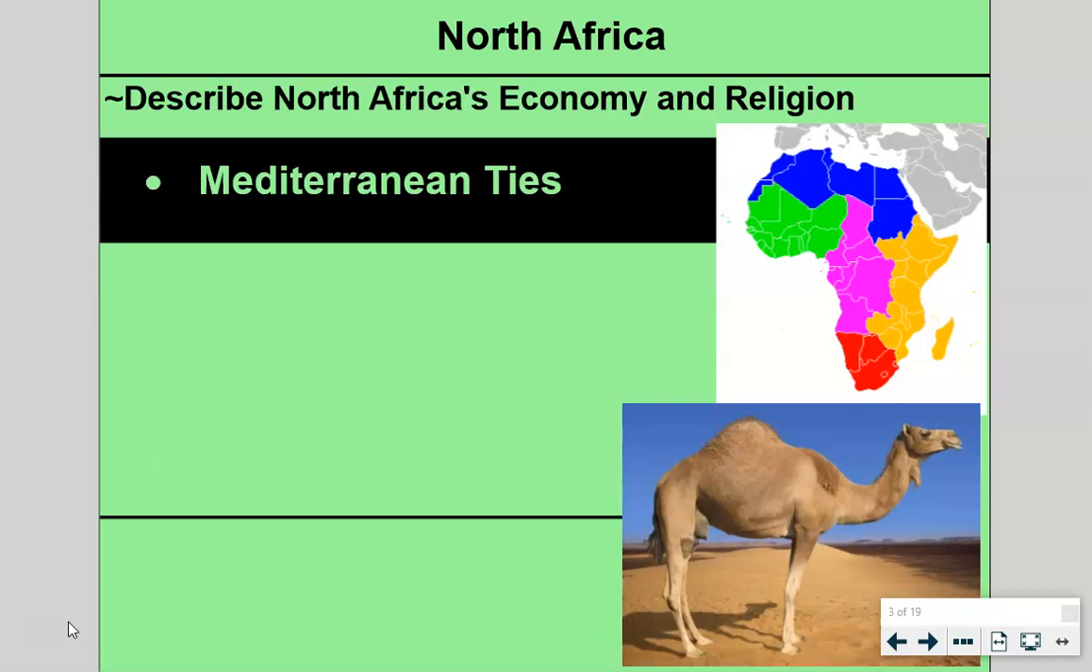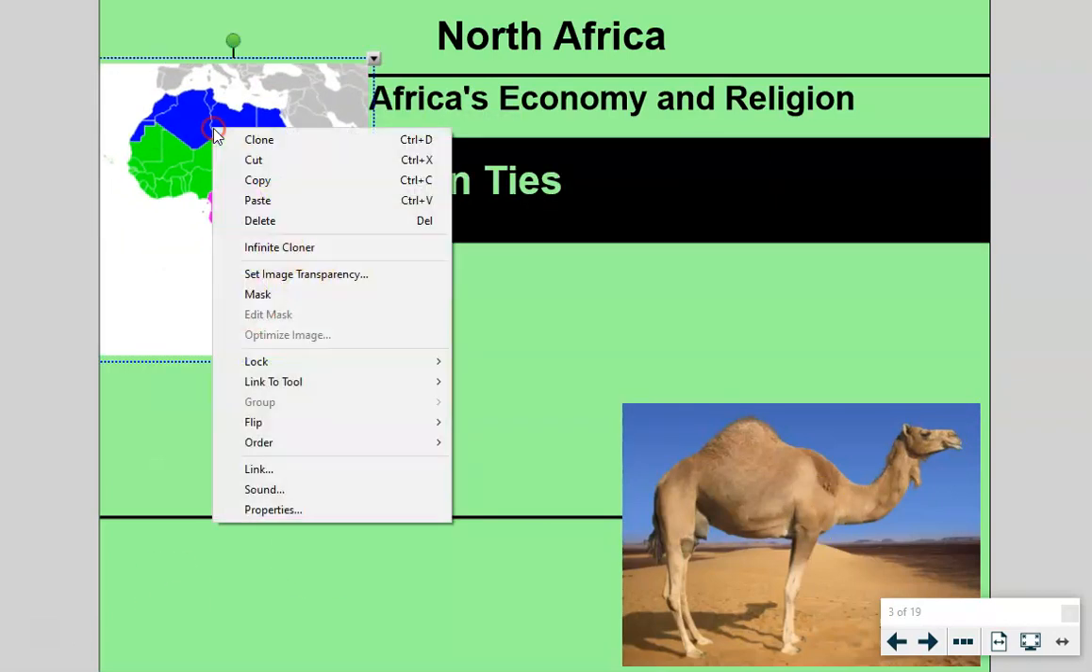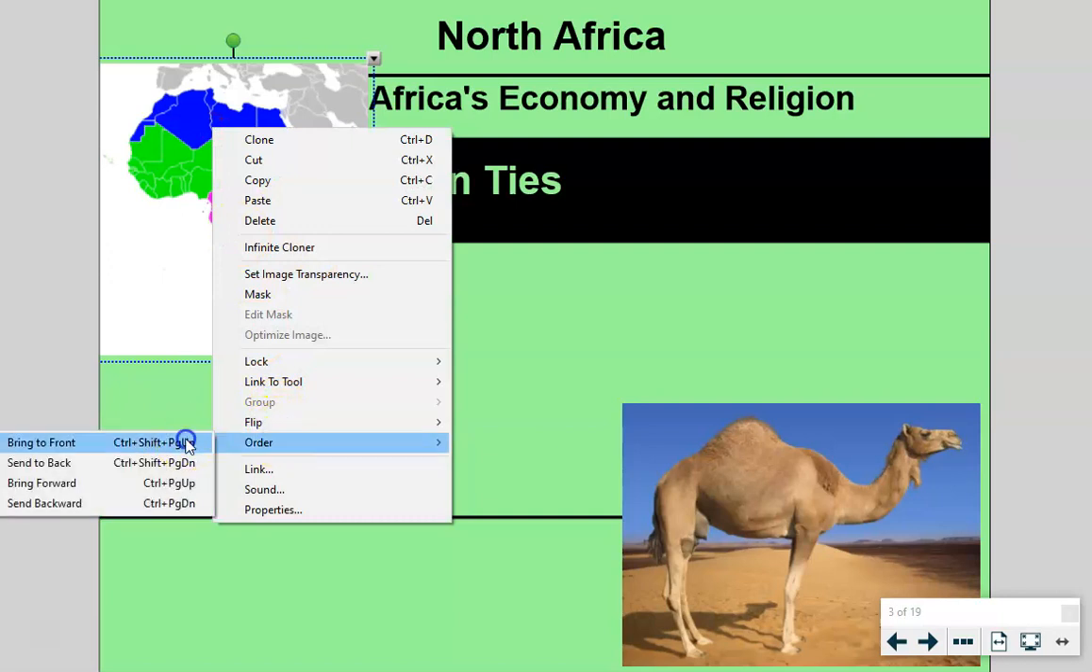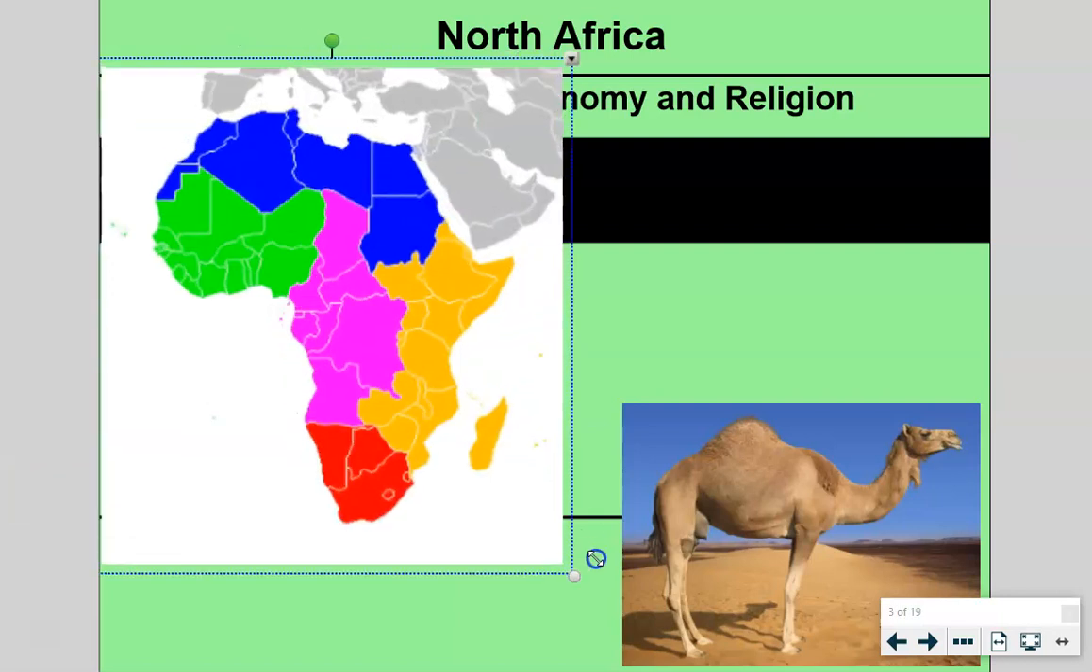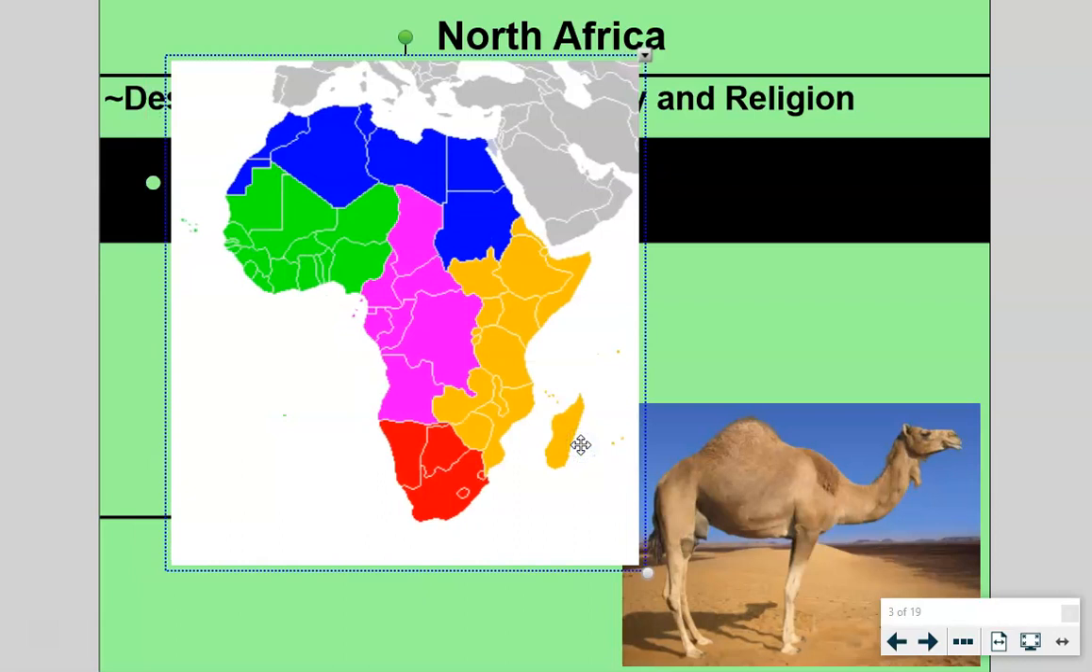Alright, so first, let's take a look at this map over here. Now, the region of North Africa is all the countries in the blue. So what are some of these countries that we're looking at here? We're looking at Morocco, Western Sahara, Algeria, Libya, Tunisia, Egypt, and Sudan, which is now North and South Sudan. So these are the main countries that we're looking at there.